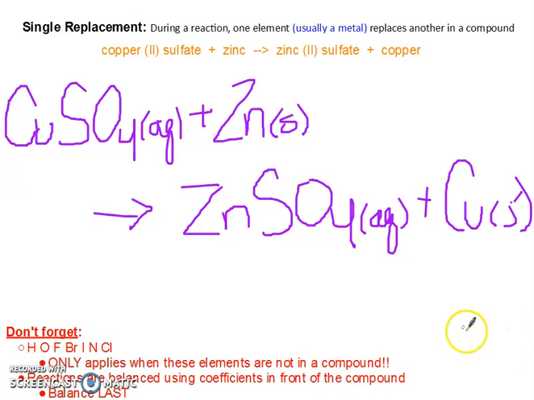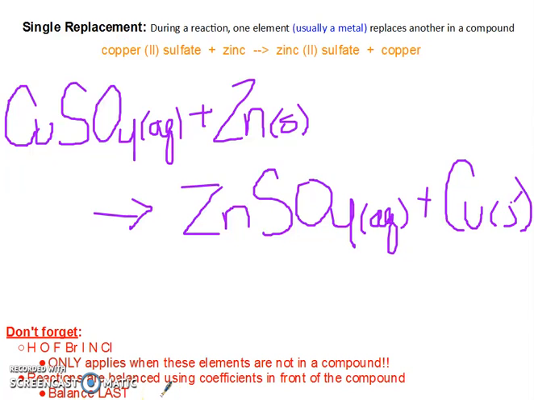Okay? A couple things, don't forget from last week. The activity series only applies when these elements are not in a compound. You only do it when they're alone, like the zinc and the copper, those are considered alone right now. And a compound means it's with something else, another type of element. This rule does not apply in those cases, only singular.